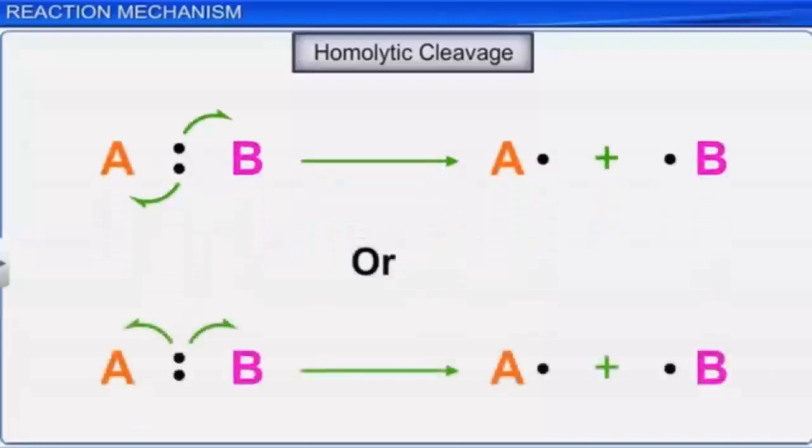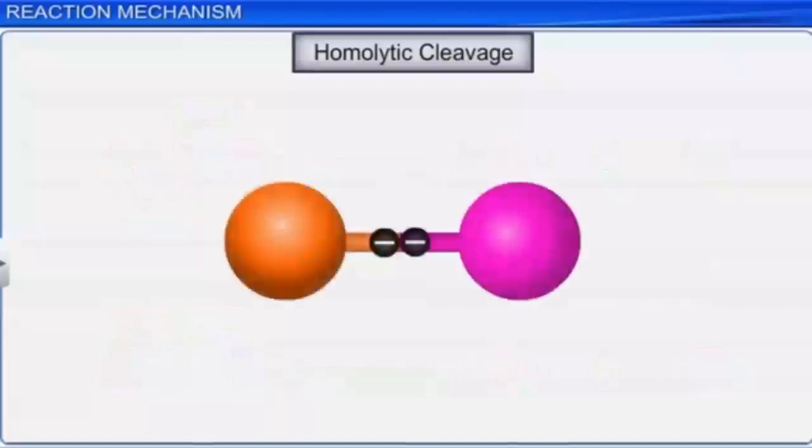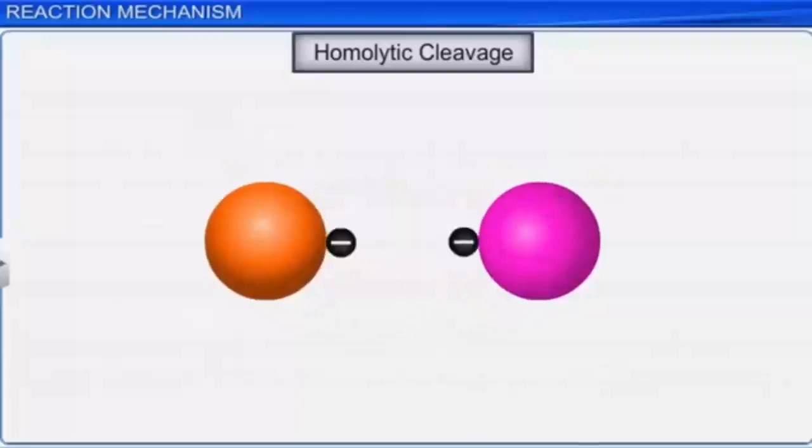A fishhook or half-headed arrow is used to show the movement of a single electron. Homolytic cleavage results in the formation of neutral atoms or groups with one unpaired electron. These are known as free radicals. The free radicals thus formed are highly reactive due to the presence of unpaired electrons.